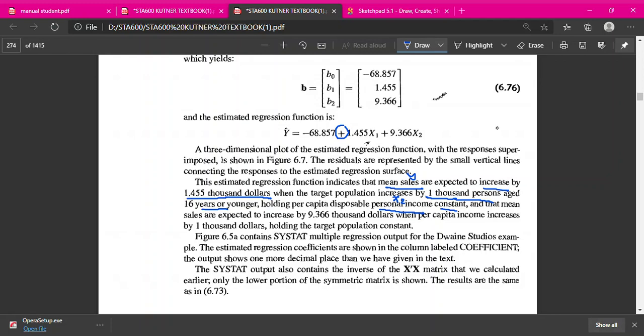Ini adalah unit untuk Y, when the income increases by $1,000. Okay, the income pun dia punya unit adalah in dollar. So when income increase by 1 unit, the mean of Y also will increase by $1.366,000, when the target population, which is X1, remains constant. Okay, so that is the way how you interpret the value of beta for each coefficient.